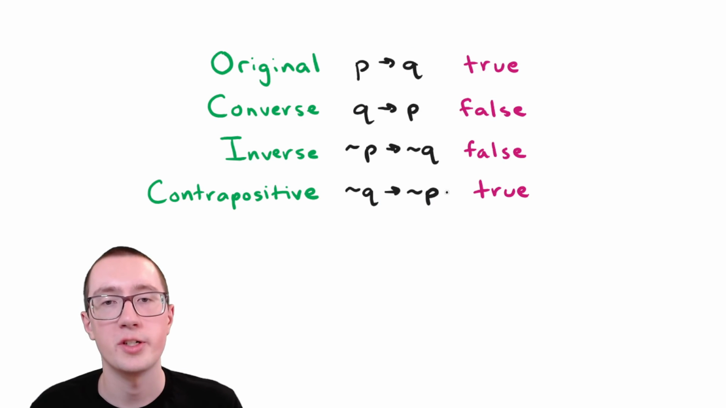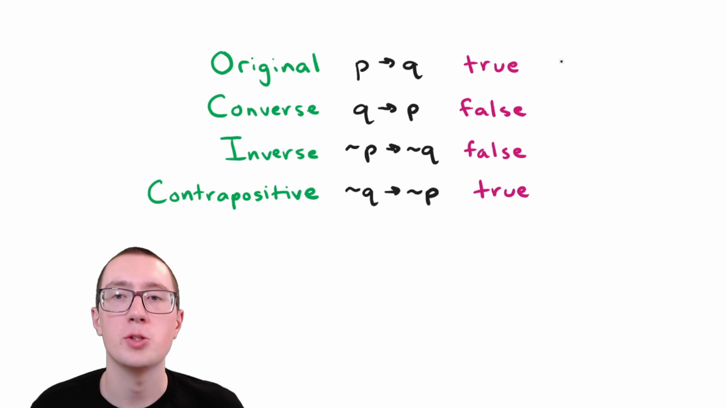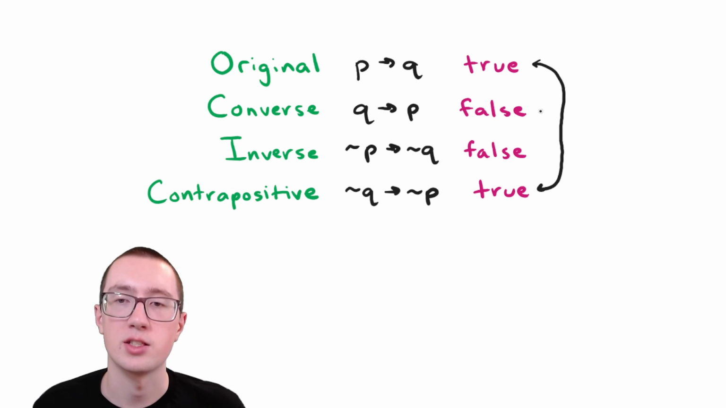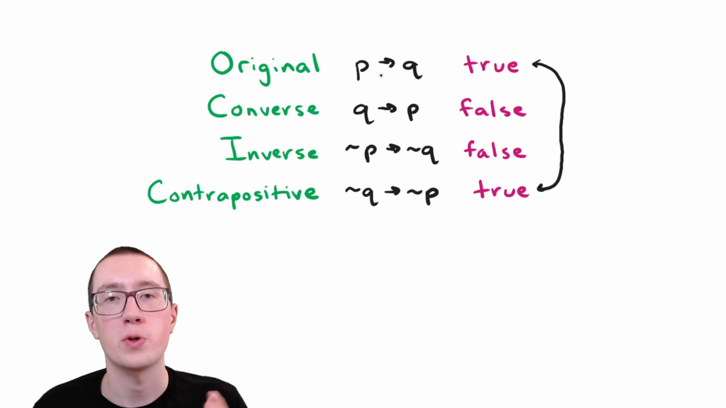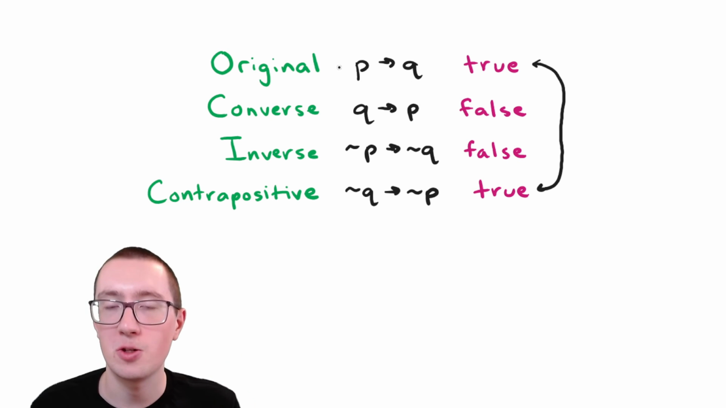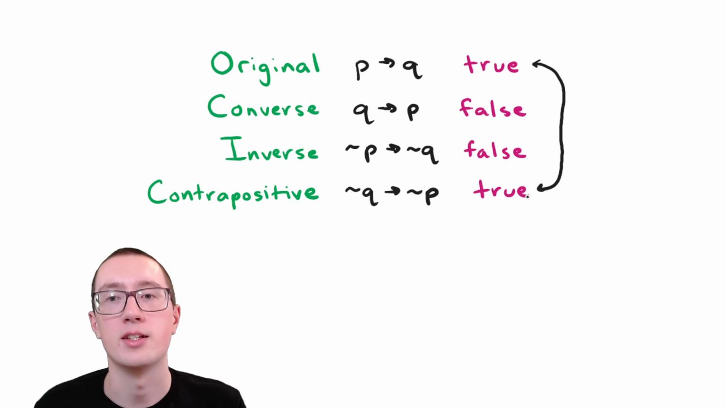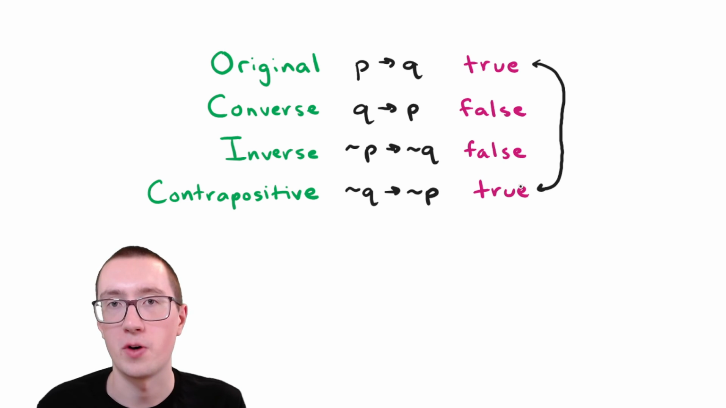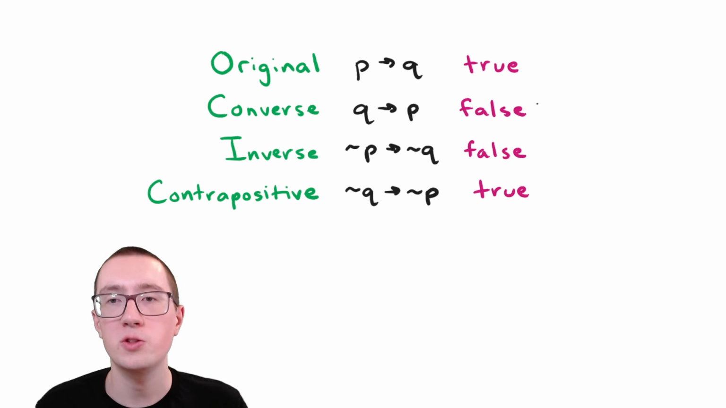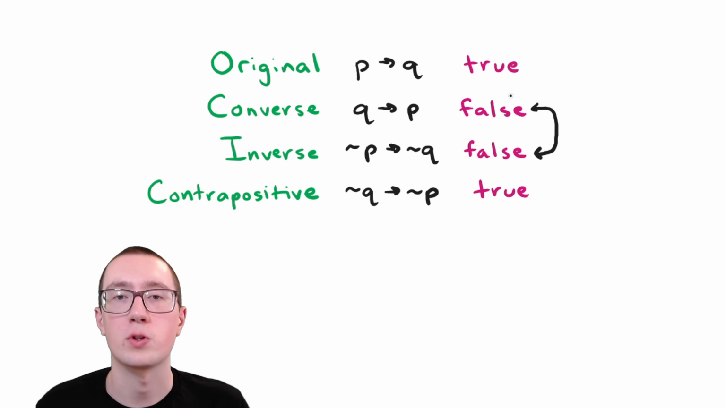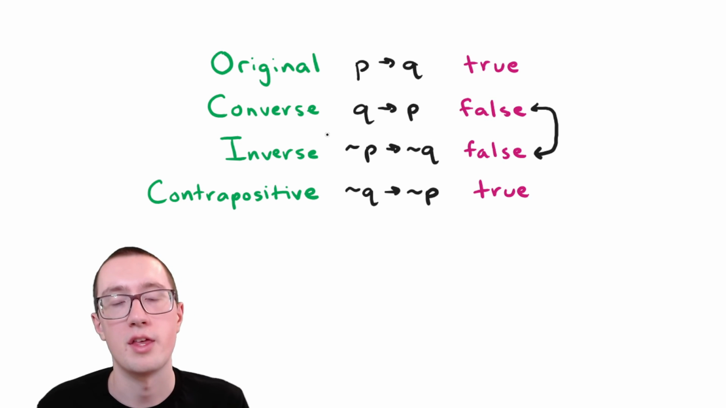So here's a little summary of all of the different statements I talked about. We have our original, our converse, our inverse, and our contrapositive. So you might notice that our original statement was true, and our contrapositive was also true. And this is always going to be the case. They're always going to be the same truth. So for example, if the statement that we originally started with was a false statement, then its contrapositive is also going to be false. And converse and inverse will also always share the same truth. So for example, if the converse was true, then the inverse would also be true. So they share the same truth.